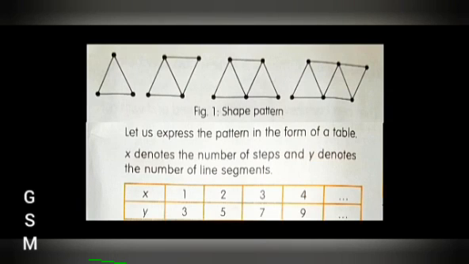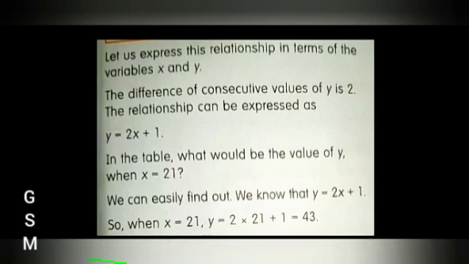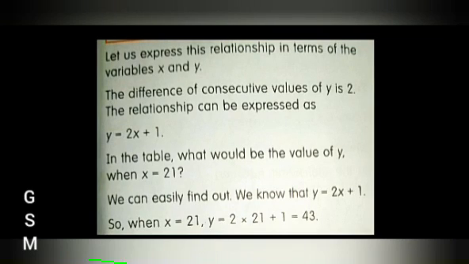Let us express the pattern in the form of a table. X denotes the number of steps and Y denotes the number of line segments. Let us express this relationship in terms of variables X and Y. The difference of consecutive values of Y is 2. The relationship can be expressed as Y equal to 2x plus 1.